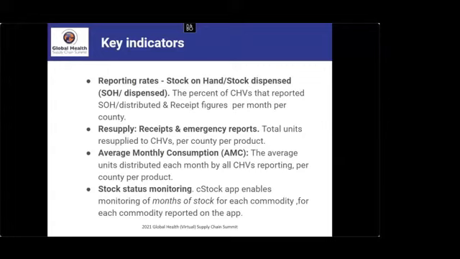And lastly, the stock status monitoring, where we're able to know the month of stock of each commodity, and for the commodities with less than 1 month of stock, they are marked with a red alert to the decision makers that makes order for resupply easy.